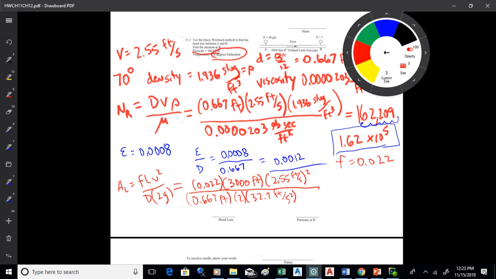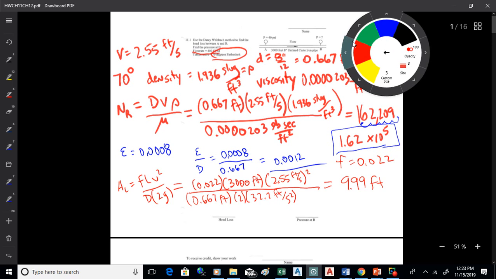So when I run those numbers, I get about 10 feet. I got 9.99 feet. So that's going to be the head loss. Okay? Not feet squared, just feet. All right, so that gets us to how much head loss we're going to have.